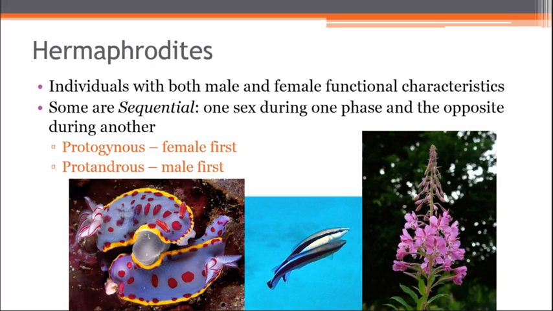Now, some species are what we call hermaphrodites, and hermaphrodite is a biological term that describes individuals, and these are going to be actually whole species. All of the individuals in the species have this, but they have both male and female functional characteristics. Some species, like little sea slug here, right here, actually are male and female at the same time.